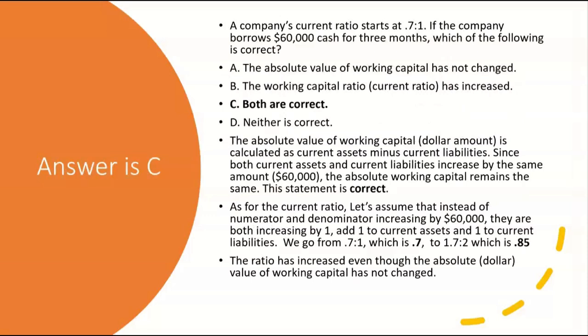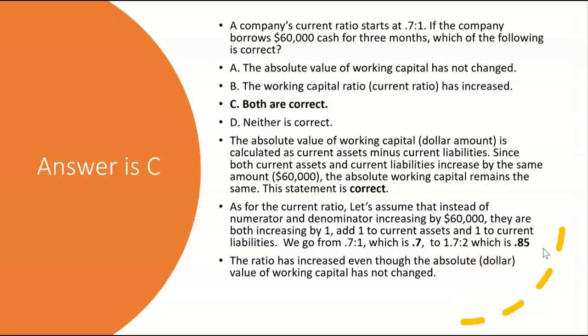The absolute value of working capital, the dollar amount, is calculated as current assets minus current liabilities. Since both current assets and current liabilities increase by the same amount, the absolute working capital value remains the same. So A is a correct statement. As for the current ratio, let's assume that instead of the numerator and denominator increasing by the $60,000 given in the facts, they're both increasing by 1. Let's add a factor of 1 to current assets and 1 to current liabilities. We go from 0.7 to 1 to 1.7 to 2, which is 0.85.